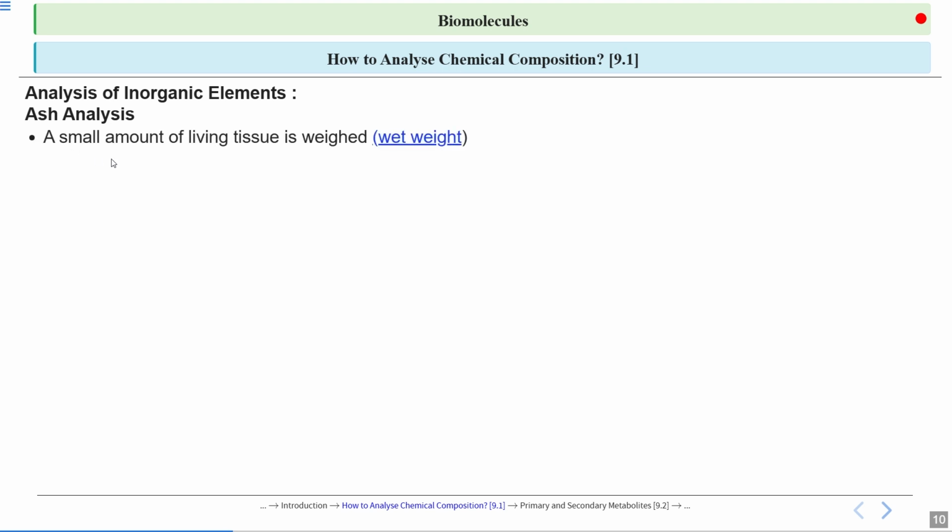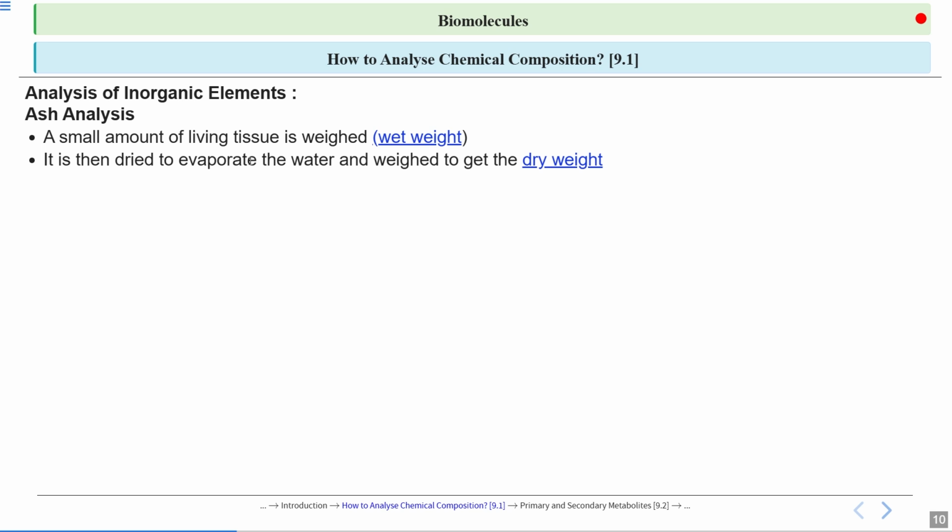So a small amount of living tissue is weighed. This is known as the wet weight. Wet weight means along with the moisture. This living tissue will contain moisture, so that's why we call it wet weight. Then it is dried to evaporate the water. So you dry this living tissue. You can use a BOD incubator to dry these tissues.